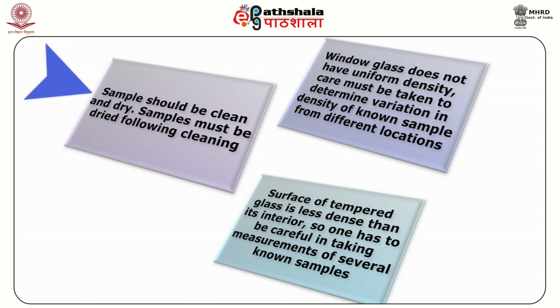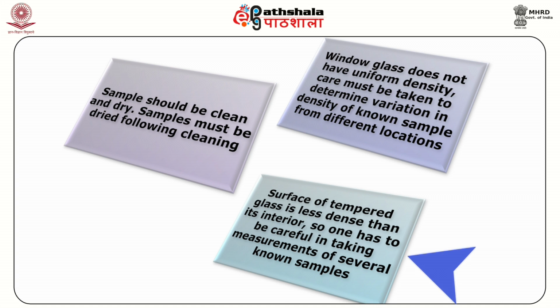Cleaning may be accomplished in a number of ways, such as rinsing with laboratory grade detergent solution, followed by several rinses of deionized water in order to remove dust and dirt. The samples must be dried following cleaning. Since window glass does not have a uniform density, care must be taken to determine the variation in density of the known sample from different locations.